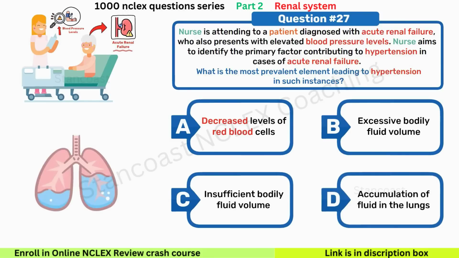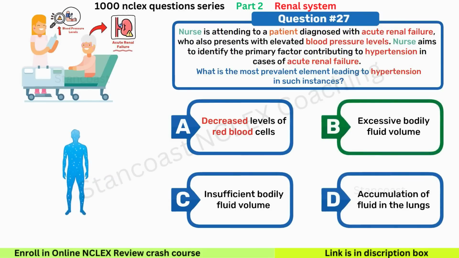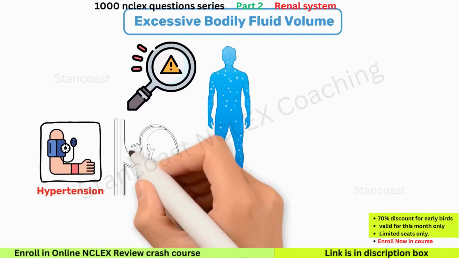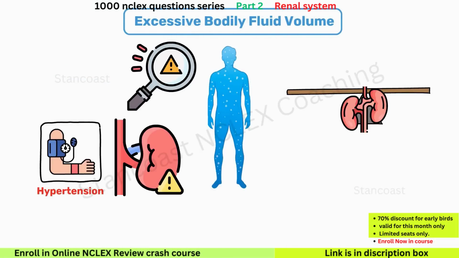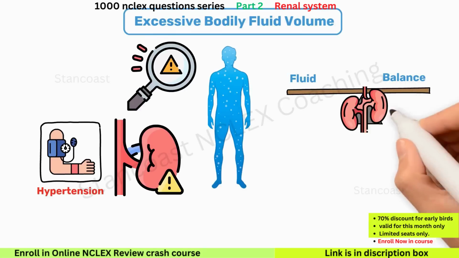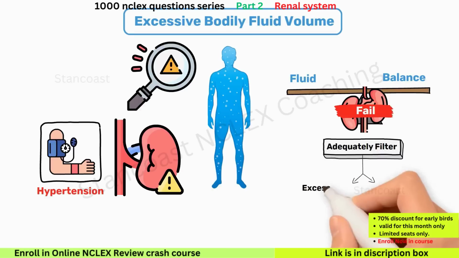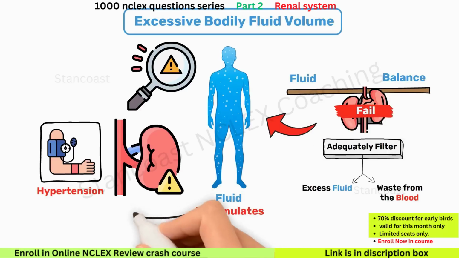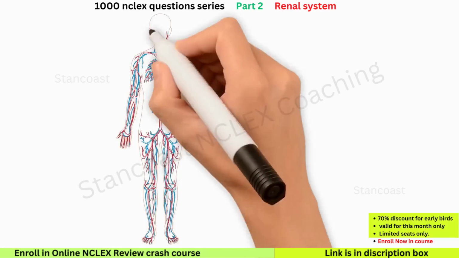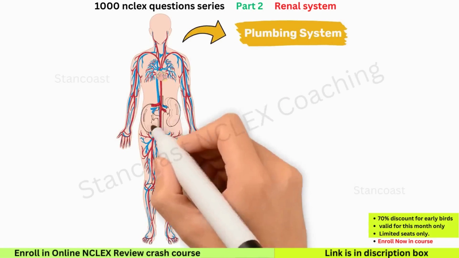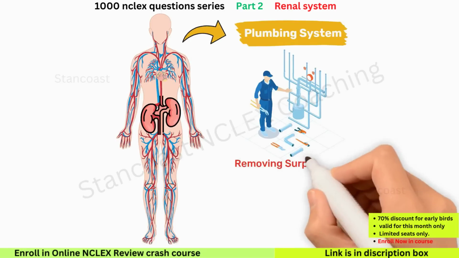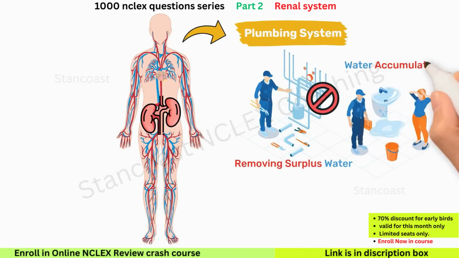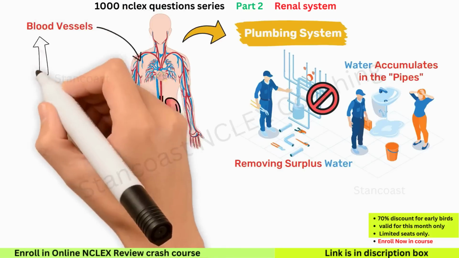The correct answer is B. Excessive bodily fluid volume. Excessive bodily fluid volume is the main cause of hypertension in acute renal failure. In this scenario, the kidneys, responsible for regulating fluid balance, fail to adequately filter excess fluid and waste from the blood. Consequently, fluid accumulates, resulting in hypertension. Imagine the circulatory system akin to a plumbing system. The kidneys function as drains removing surplus water. If these drains malfunction, water accumulates in the pipes or blood vessels, elevating pressure.